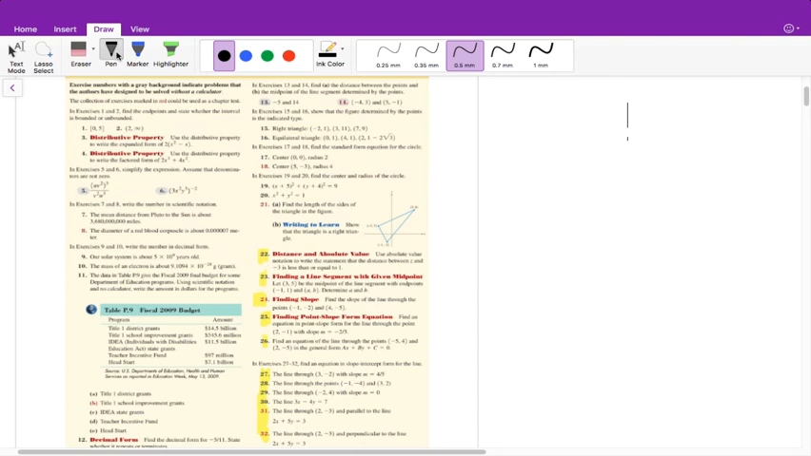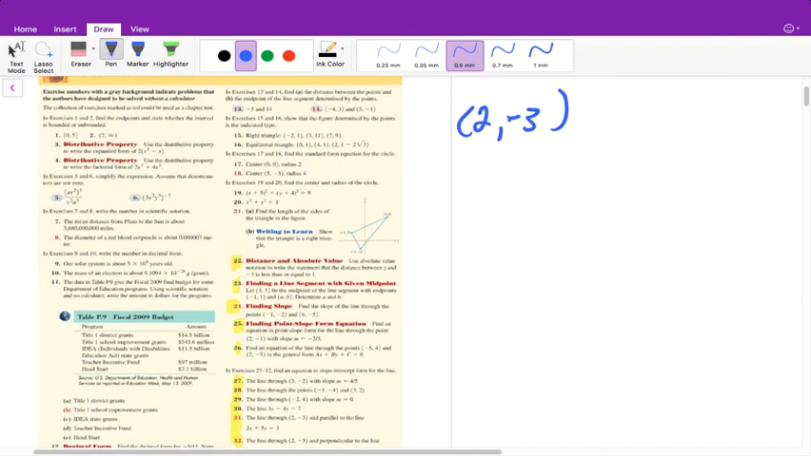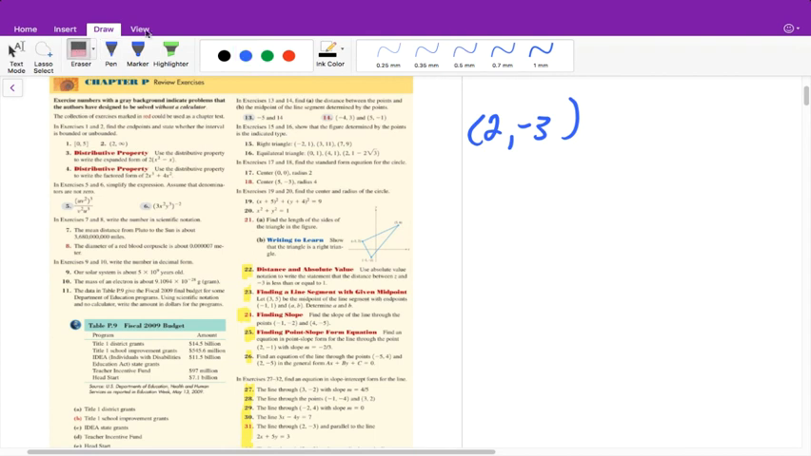All right, so the last question for this video before we move to the next one, because each page will have its own video, is number 32. So it says the line passes through the point 2, negative 3, and it's perpendicular to 2x plus 5y is equal to 3.